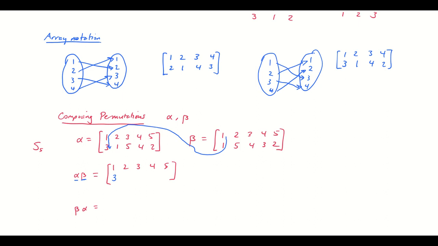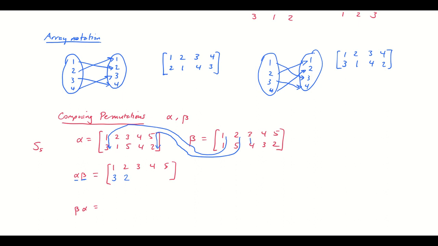So 1 goes to 3. What about 2? Well, beta sends 2 to 5. So now I come over and look at what's happening to 5, and 5 goes to 2. So that means that 2 goes to itself, because beta sends 2 to 5, and alpha sends that 5 back to 2. What about 3?